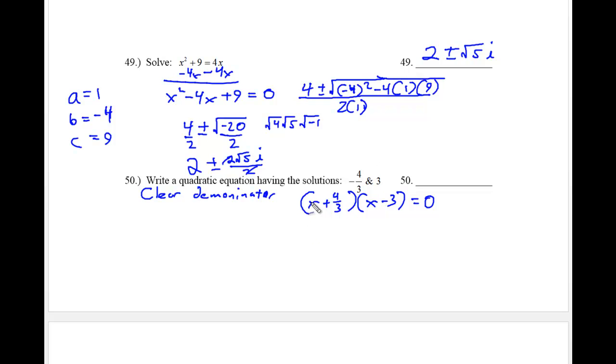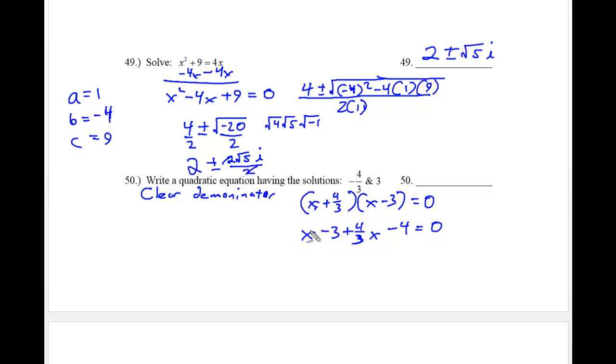Now to FOIL it out, what we will do is we will just do our first terms here, our x times x, our x times negative 3, our 4/3 times x, and our 4/3 times negative 3. And 4/3 times negative 3 is just negative 4. Because 4/3 times 3, if you want to see it written out, is actually negative 12/3, which is negative 4. That's going to be equal to 0.